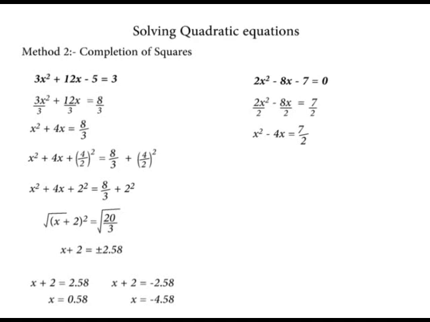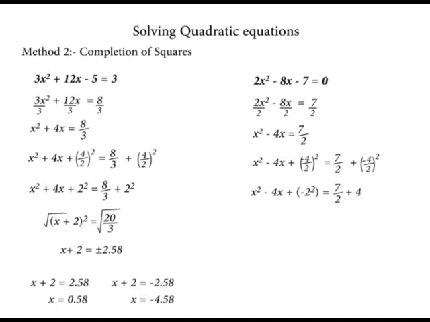Next we add b over 2 squared. B in our case is minus 4. So we shall have x squared minus 4x plus minus 4 over 2 squared is equal to 7 over 2 plus minus 4 over 2 squared. Then we have x squared minus 4x plus minus 2 squared is equal to 7 over 2 plus, minus 4 over 2 squared is 4.